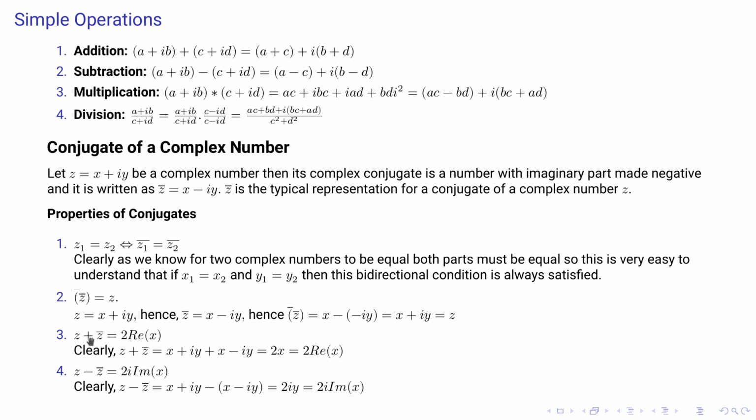Now z + z bar is equal to twice real of z. So you see that x + iy + x - iy is equal to 2x, which is equal to twice real of z. Similarly, we can say that z - z bar is equal to 2i times imaginary of z. We substitute the values, we get 2iy, which is equal to 2i imaginary of z.